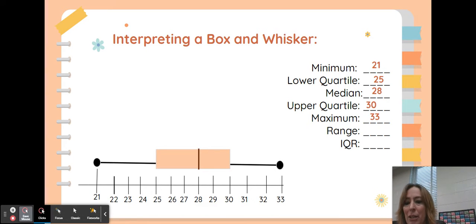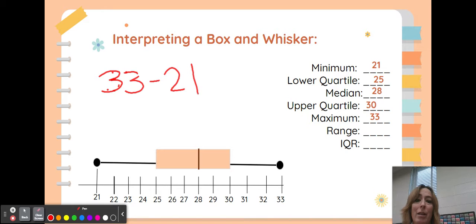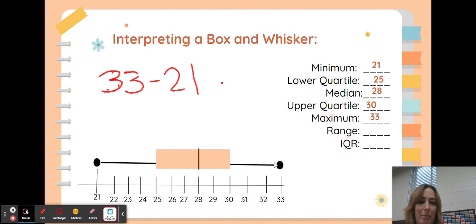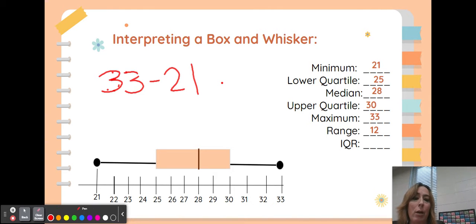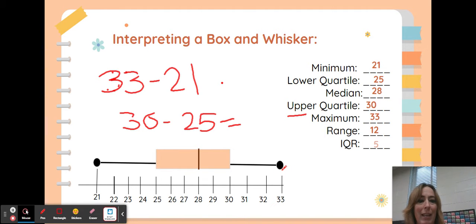Now, to find the range, remember, I just take the big number, which is 33, minus the smallest one. 33 minus 21 equals 12. Okay, now remember, to find the interquartile range, we take the upper, 30, and we subtract the lower, which is 25, and that gets us 5.